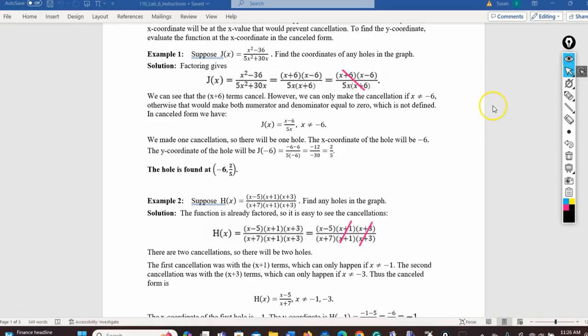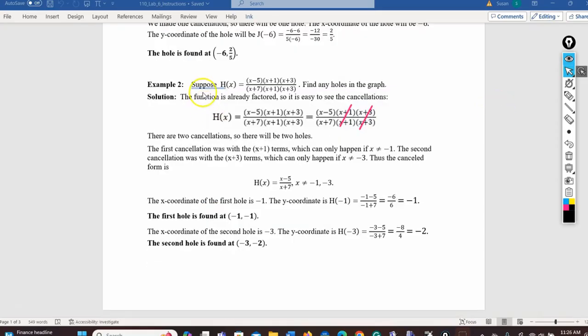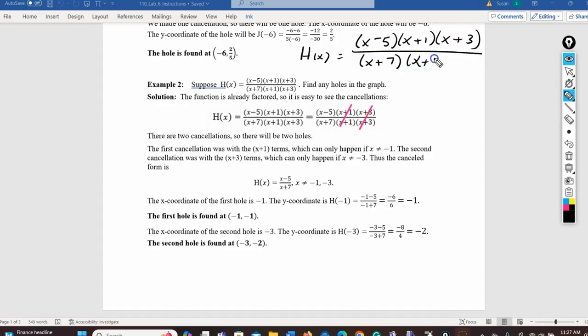Okay, now let's look at this example 2. It's already in factored form, and that is the easiest kind of question to answer. So let me write it here. We have x minus 5, x plus 1, x plus 3, all over x plus 7 times x plus 1 times x plus 3. Let's just run the full gamut of the last lab.